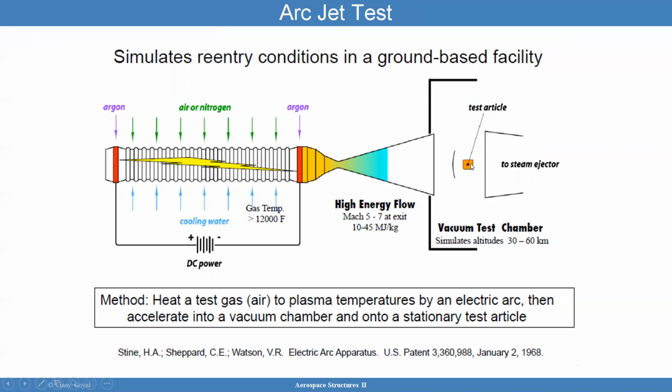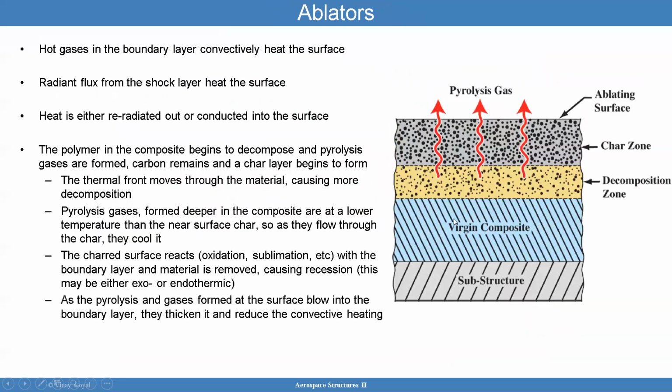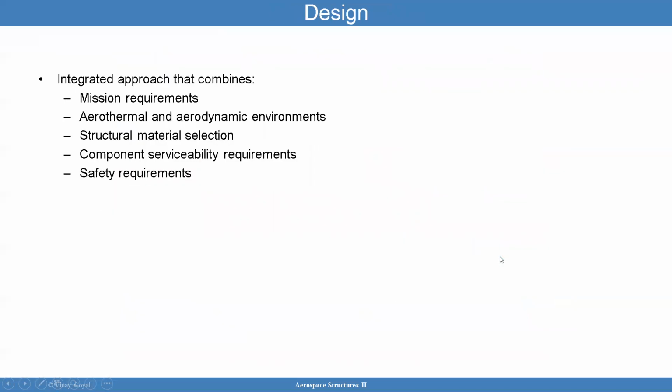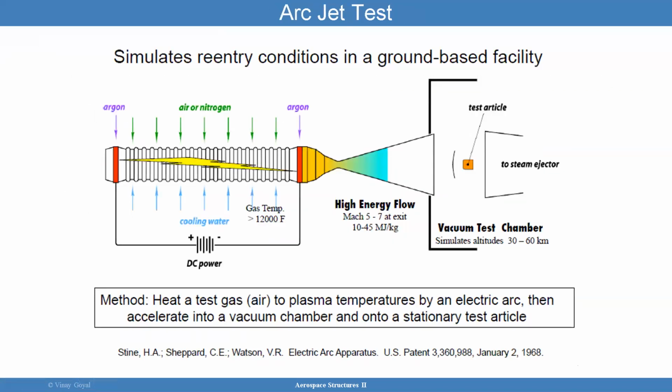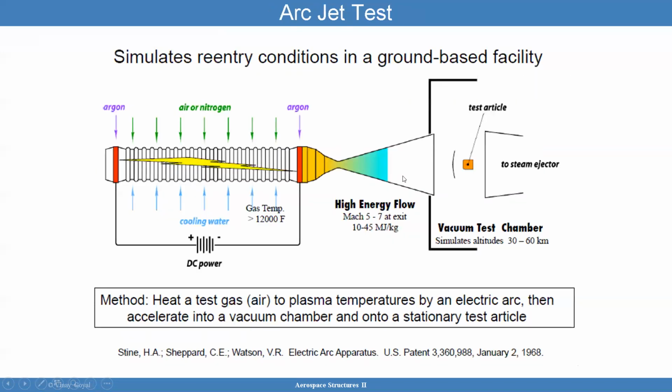So this test article is your material that we're trying to study. So this kind of material. And the idea is to look at the performance of that material. It can help you anchor analysis to test to make sure analysis that's using these thermal response models and thermal structural models are accurate, because those models will then be used to analyze a flight trajectory you may have. And so that's an important aspect.